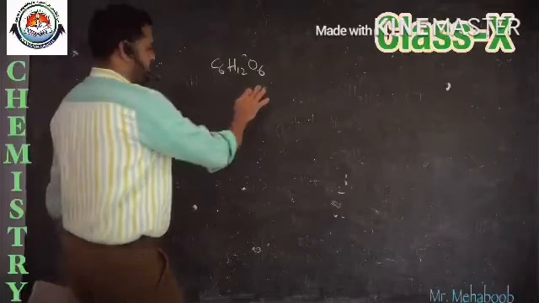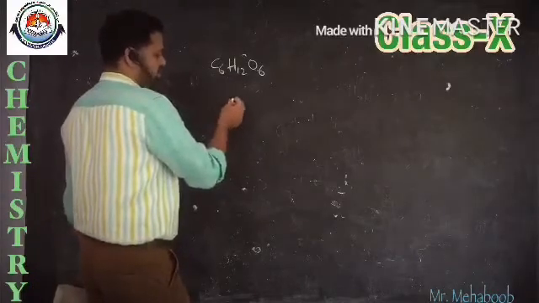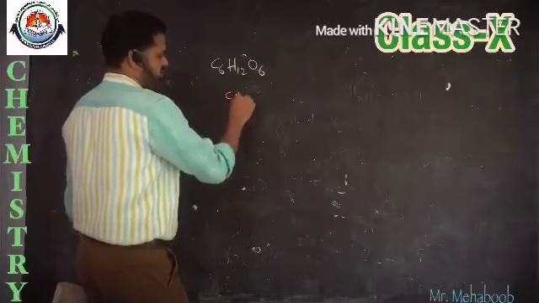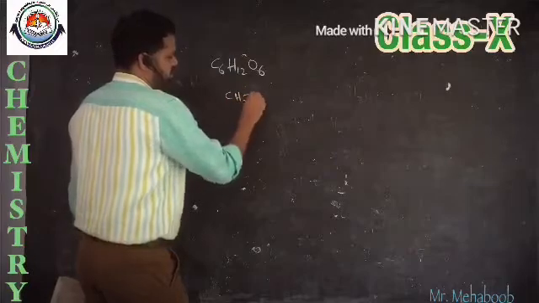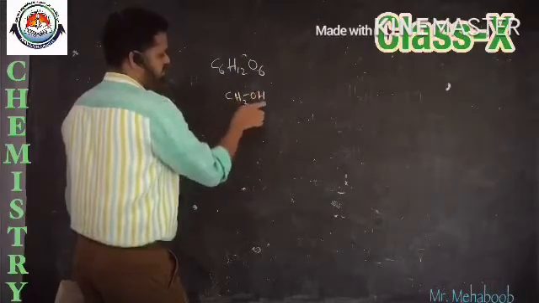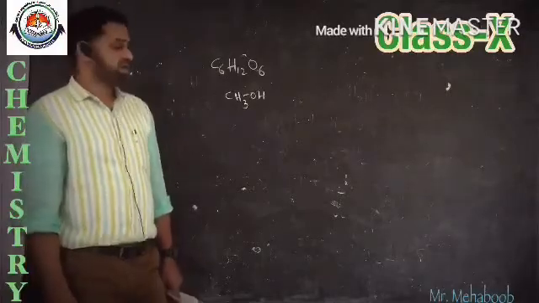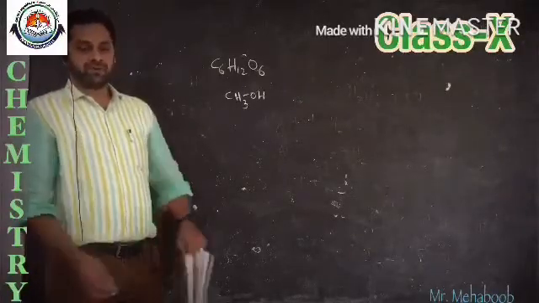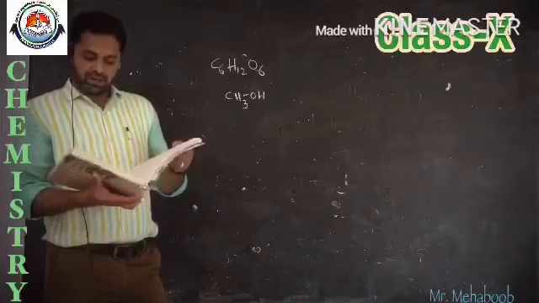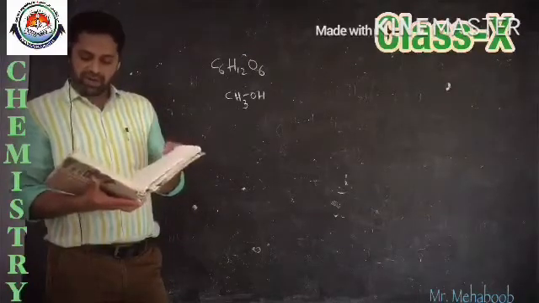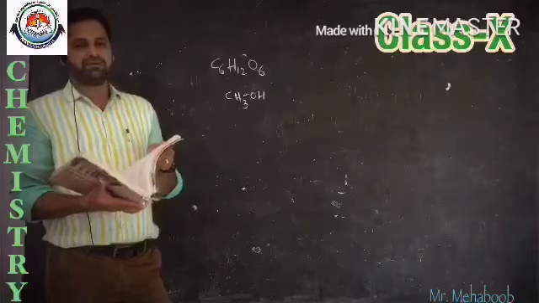And then any alcohol, for example methanol, this is the formula of methanol, CH3OH. So it contains 3 plus 1, 4 hydrogen atoms, but they are not showing any acidic behavior. So here the question is: they contain hydrogen but are not categorized as acid. Describe an activity to prove it.